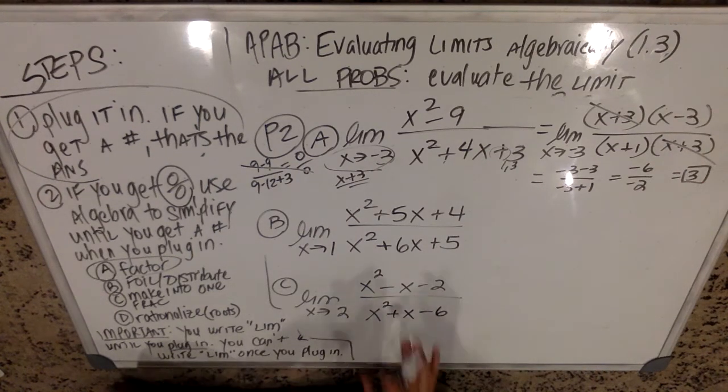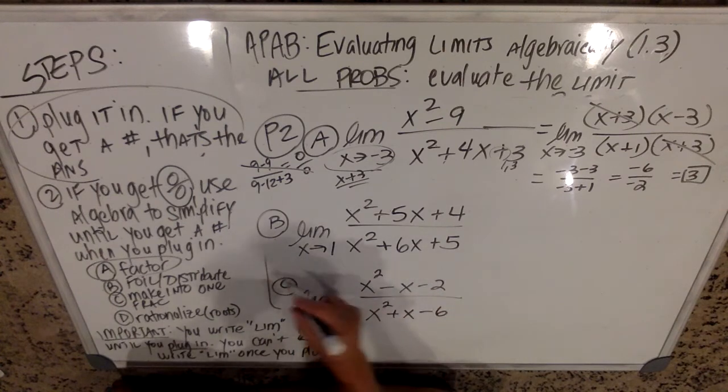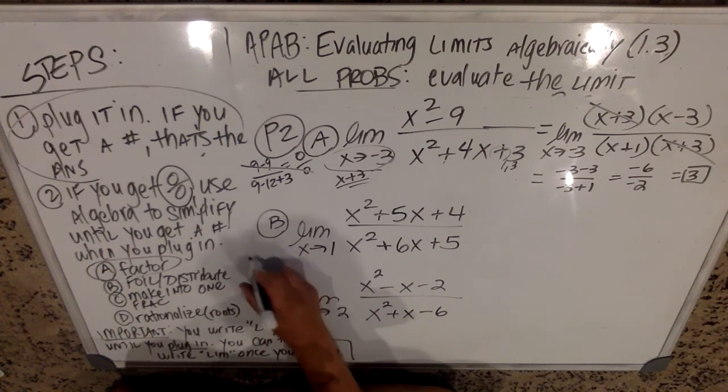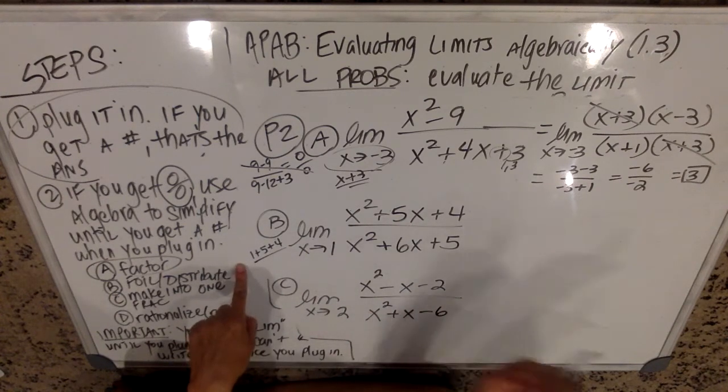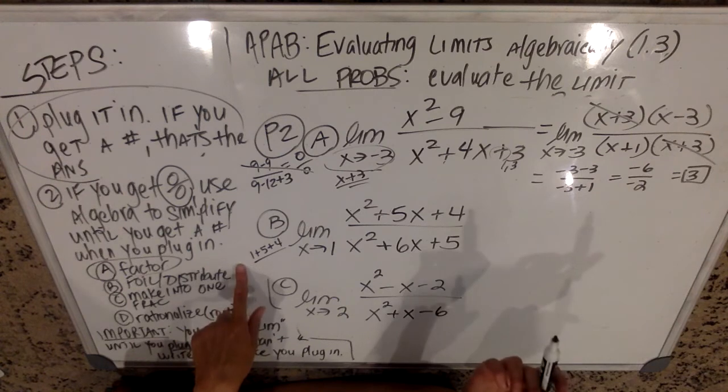When I plug into the second one, I'm going to go ahead and plug in over here and just see what happens. I get a 1 plus a 5 plus a 4. Well, right away, before I keep going, I notice that that is very much not a 0. So I'm probably not getting 0 over 0 here. I'm probably just going to get an answer.